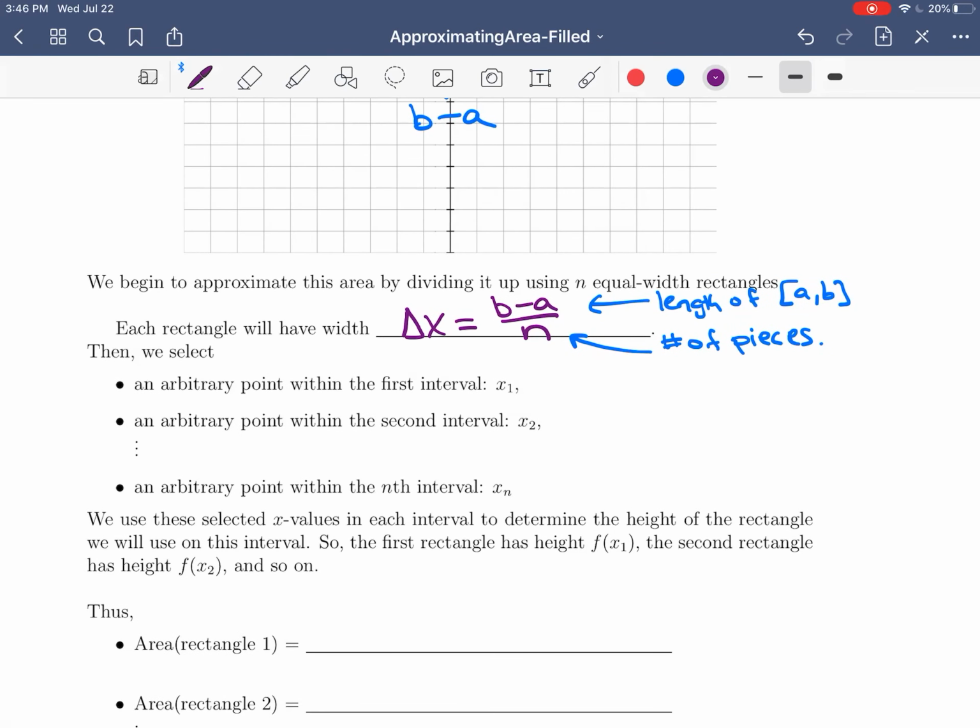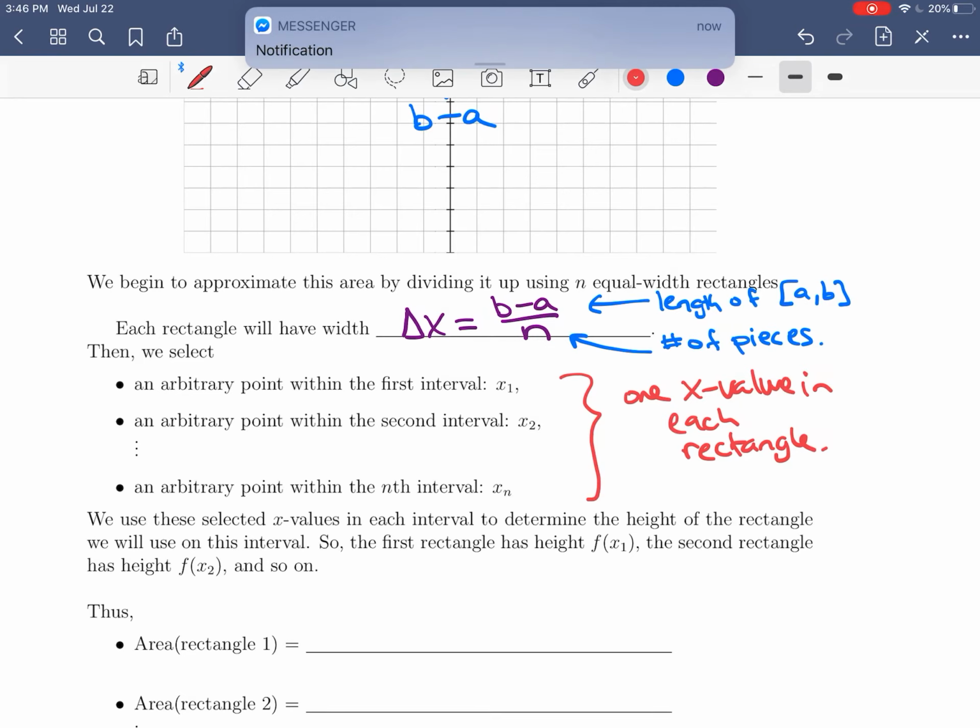Then what we're going to do, we select an arbitrary x value in each interval. So like I said, this is just one x value in each rectangle. It's easiest to generalize if you pick the same x value, so like the left endpoint of each interval or the right endpoint of each interval. But it doesn't actually matter.